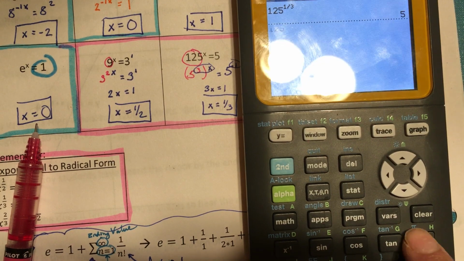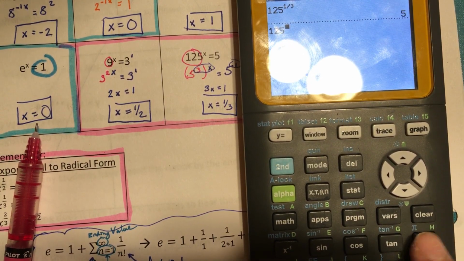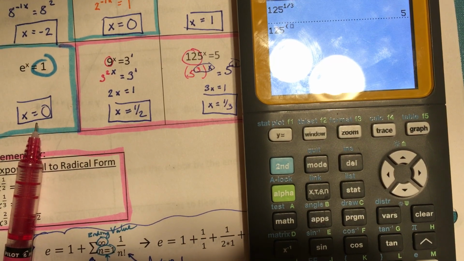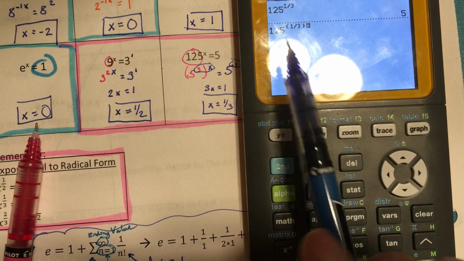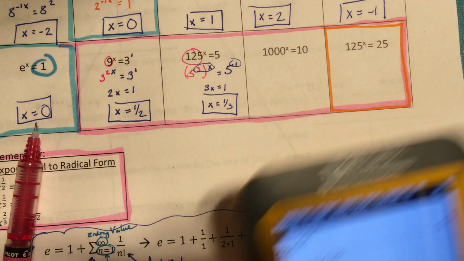Now, quick note, those of you guys using the older calculators, when you type in that caret button or the exponent button, you will have to enclose the 1/3 in parentheses. Otherwise, your calculator will just take 125 to the first and then divide it by 3. So older calculators, make sure you're trapping that exponent in parentheses.